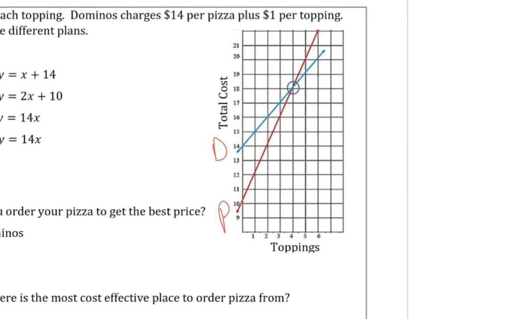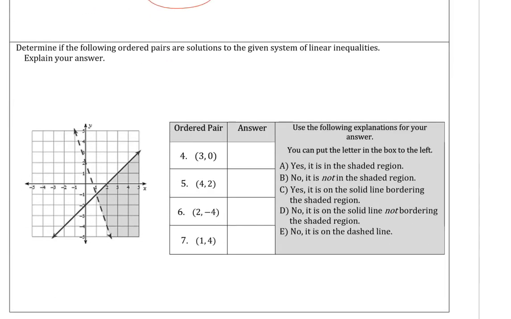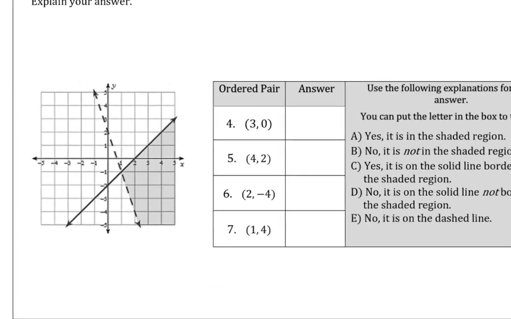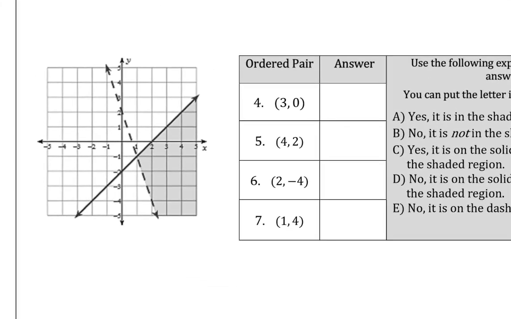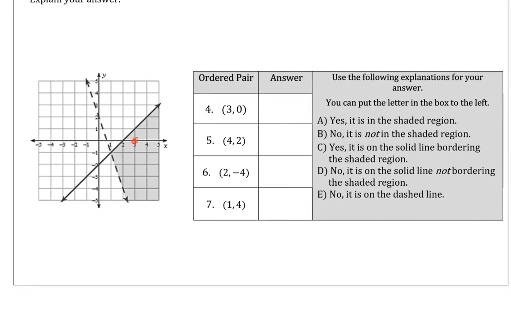5 or more toppings. So if I wanted 5 or more, now Domino's is cheaper because it's lower down there for the total cost. Okay, looking at which ones are which. So if we look at our shaded region here, we're looking at the point 3, 0. So 3, 0 is here. So our choice for that one, yes, it is in the shaded region.